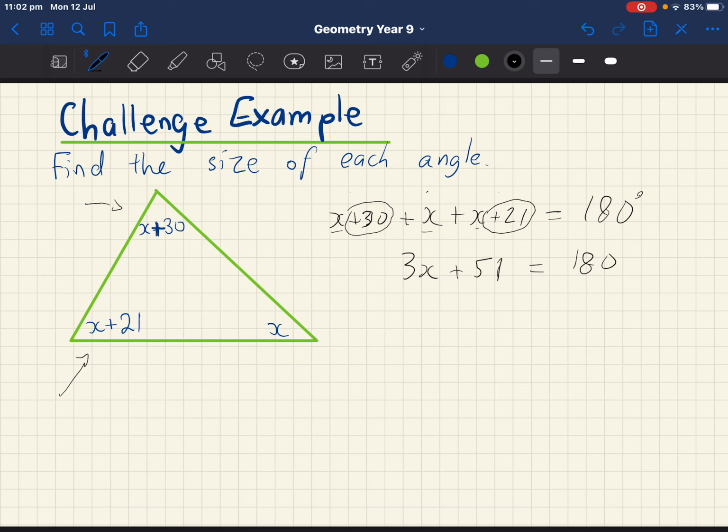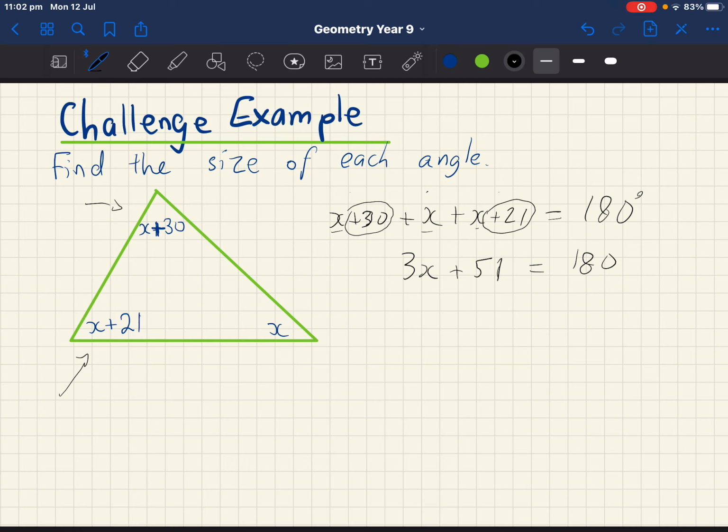So I haven't done any solving yet. I just simplified that equation down just to make it look a little neater. We had 3 lots of x, which I wrote as 3x, and we had a 30 plus 21. So instead of having them as separate, I just combined them and made it a plus 51. Hopefully that makes sense. So now we've simplified the equation, we can now just go ahead and solve it.